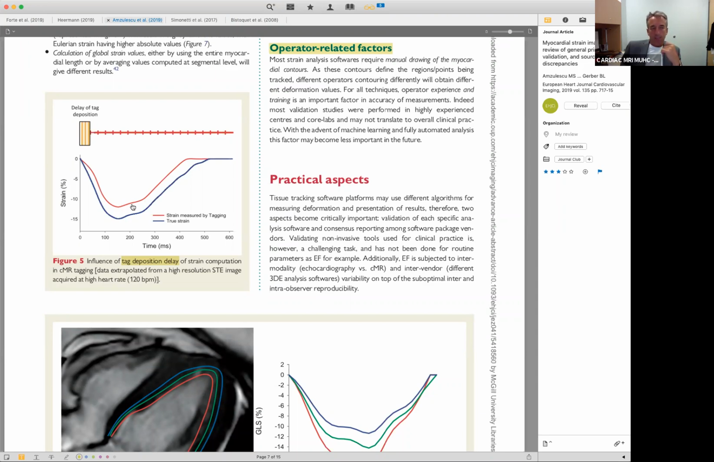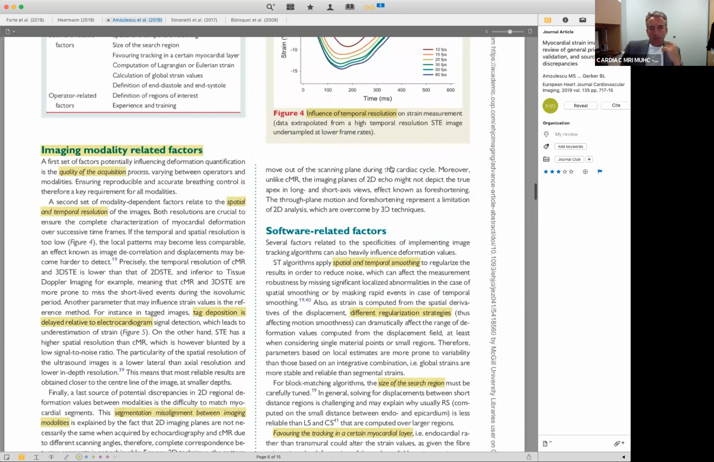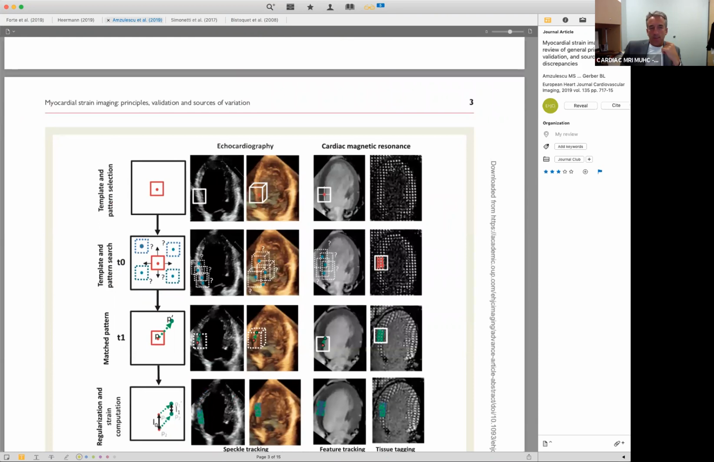Another limitation is that with these tags, the spatial resolution is relatively limited. So in thin walls, you may have only one of these squares, and the thickness of these little saturation pulses, or the resulting signal intensity drop, is also relatively limiting in its way.